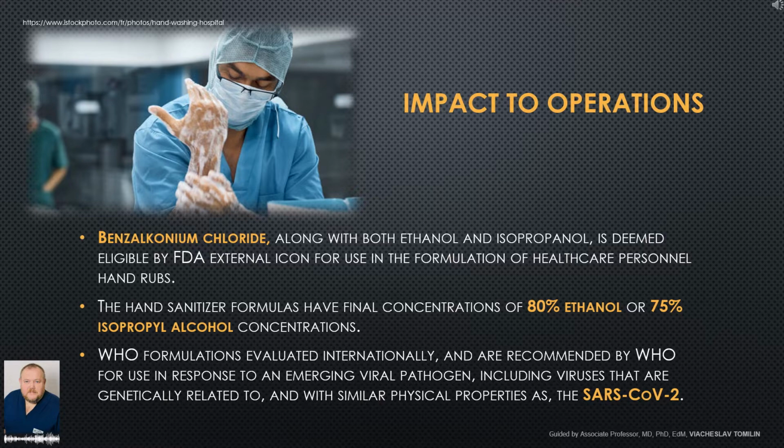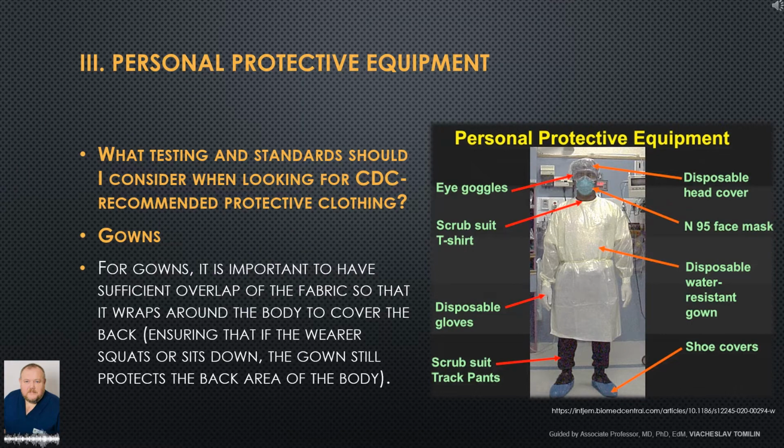The hand sanitizer formulas have final concentrations of 80% ethanol or 75% isopropyl alcohol. These concentrations are aligned with World Health Organization formulations evaluated internationally, and are recommended by the World Health Organization for use in response to an emerging viral pathogen, including viruses that are genetically related to, and with similar physical properties as, the SARS-CoV-2.